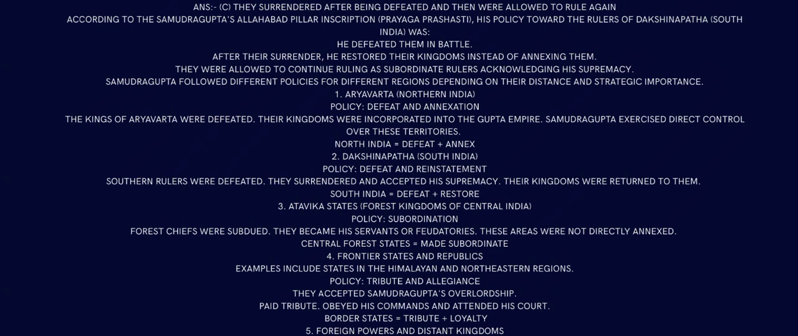Policy were tributes and allegiance, because they had to give them tribute in the form of whatever they could, gold or vegetables, whatever valuable things they could give them. They were tribute and allegiance. They accepted Samudragupta's overlordship. He was their lord; they paid tribute, obeyed his commands, and attended his courts. Border states is equal to what? Tribute plus loyalty they showed.